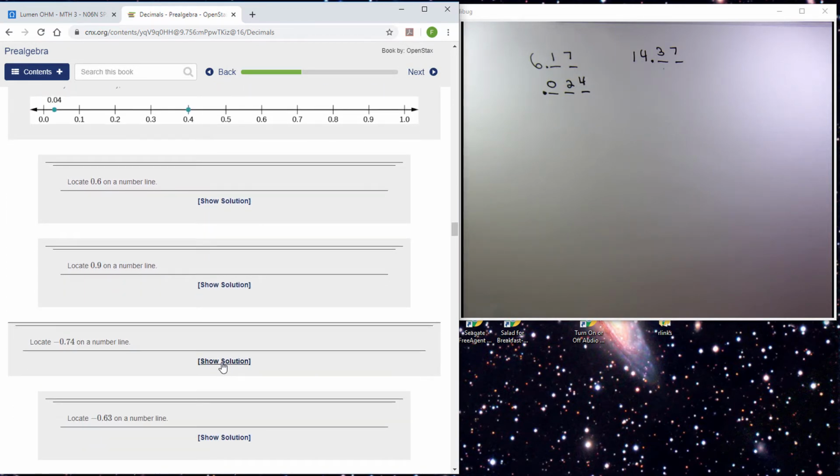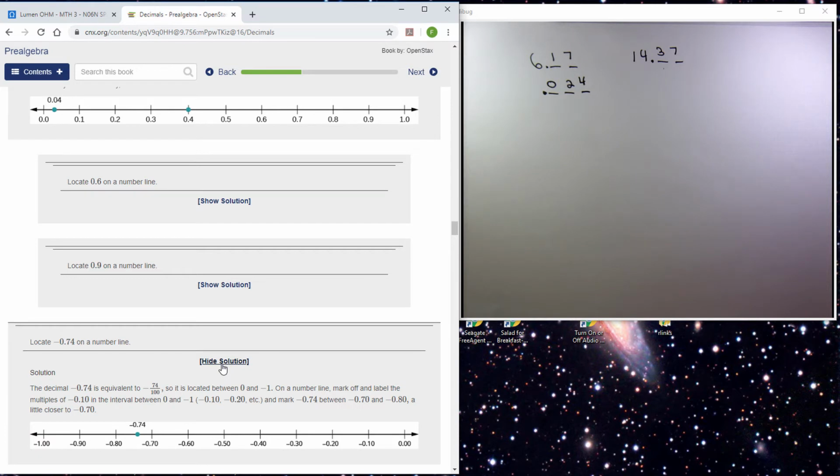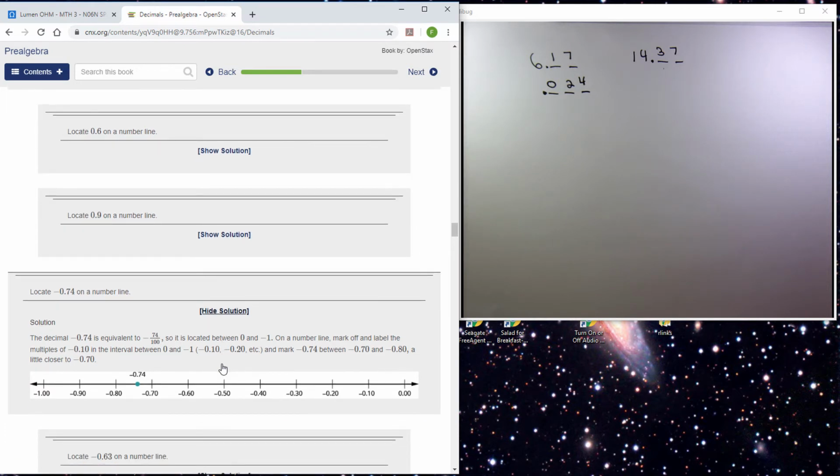Now it asks you to locate a negative 0.74. So it's scaled out by tenths. So you have 0 here. It's a good idea to find out where the 0 is in the beginning, so you know where your left and to your right is going to be. So here we have 0, it's going down. So notice that the numbers are getting larger here. So where will a negative 0.74 be? Right about there.